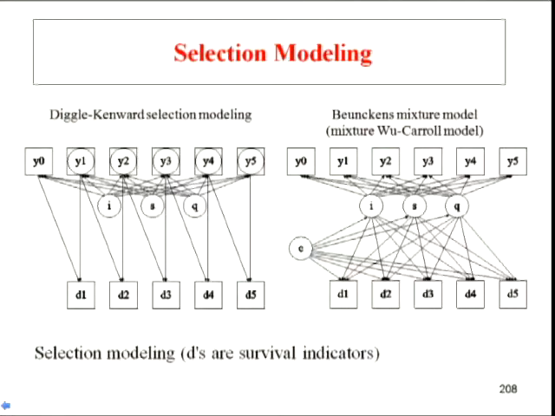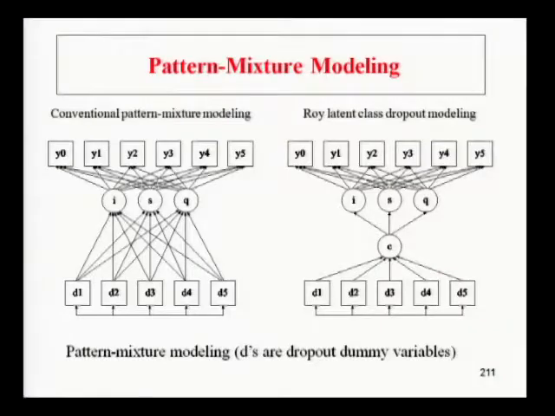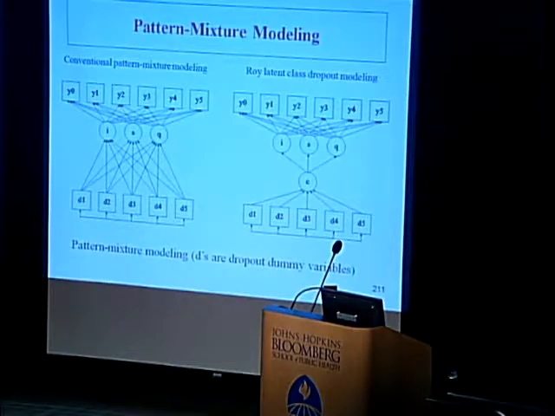And the d's have to do with dropout, but the d's are no longer survival scored. They're no longer 0, 1, missing. They are regular dummy variables. And they are 1 if you dropped out here and 0 elsewhere. 1 if you dropped out there and 0 elsewhere. Standard dummy variables.